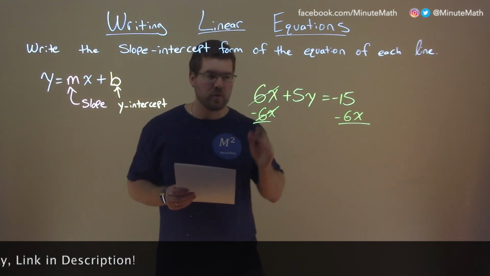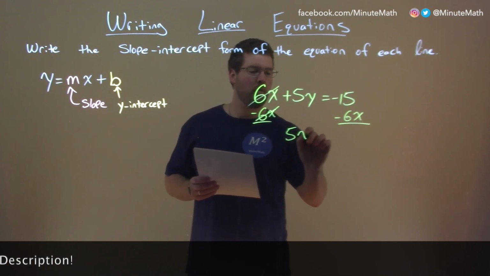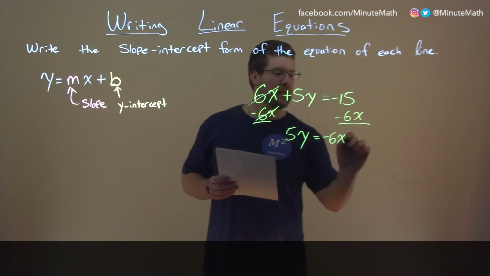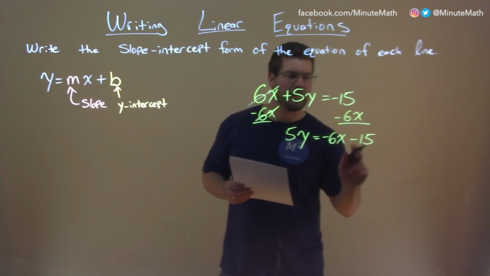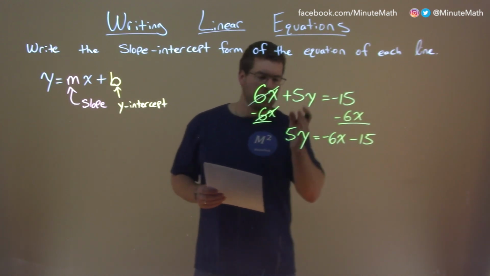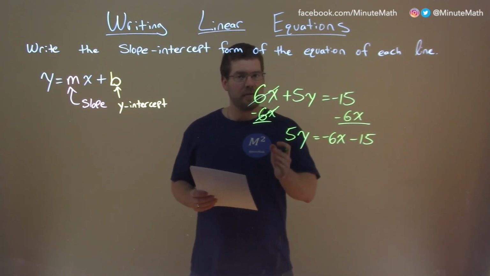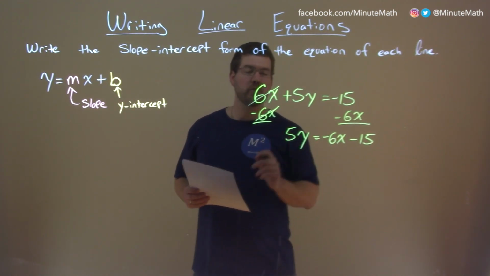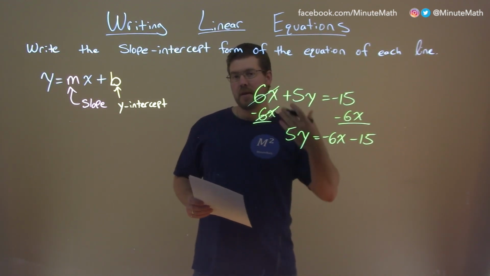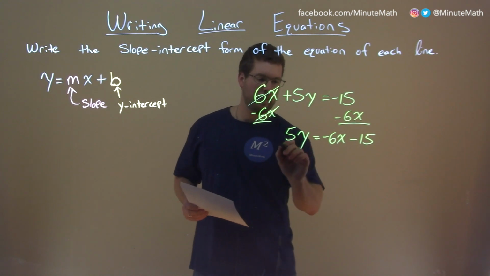The 6x's cancel, and we're left with 5y by itself on the left equals a negative 6x minus 15. They are not like terms. We cannot combine them. So 5y is now by itself on the left, almost there. Multiplication separates 5 and the y. Opposite of multiplication, division, divide both sides by 5.